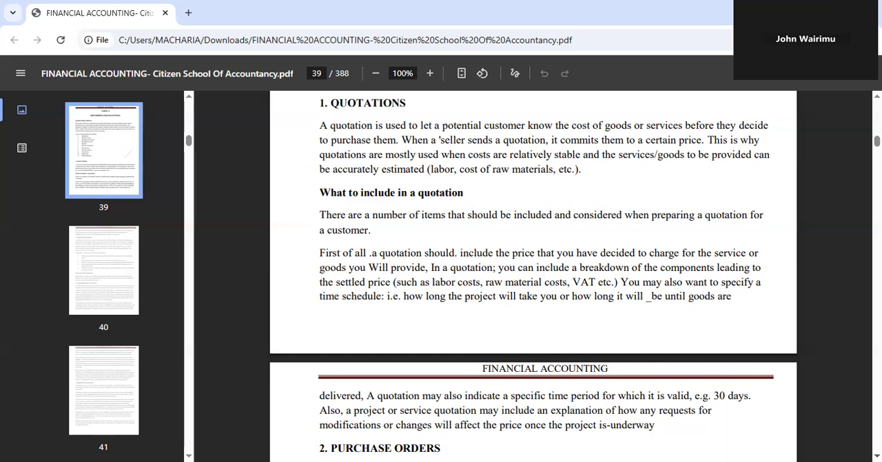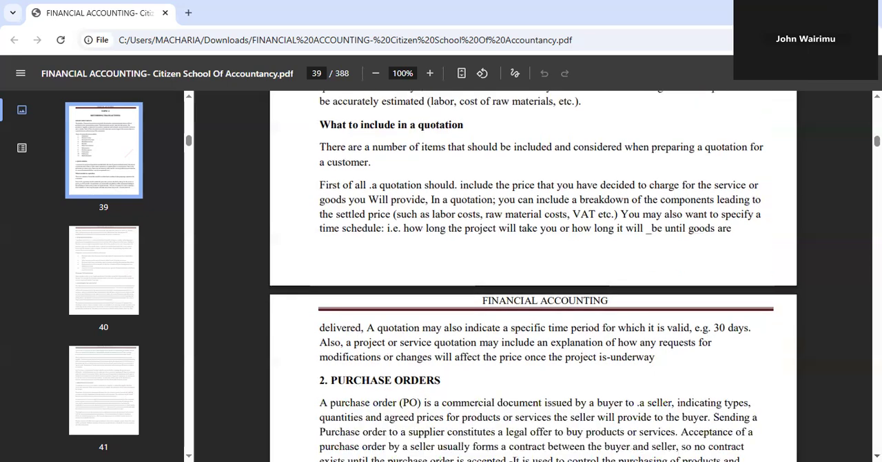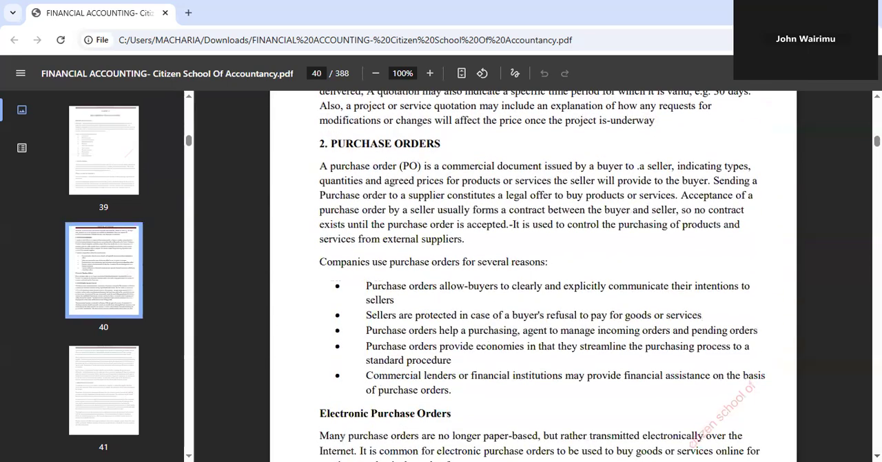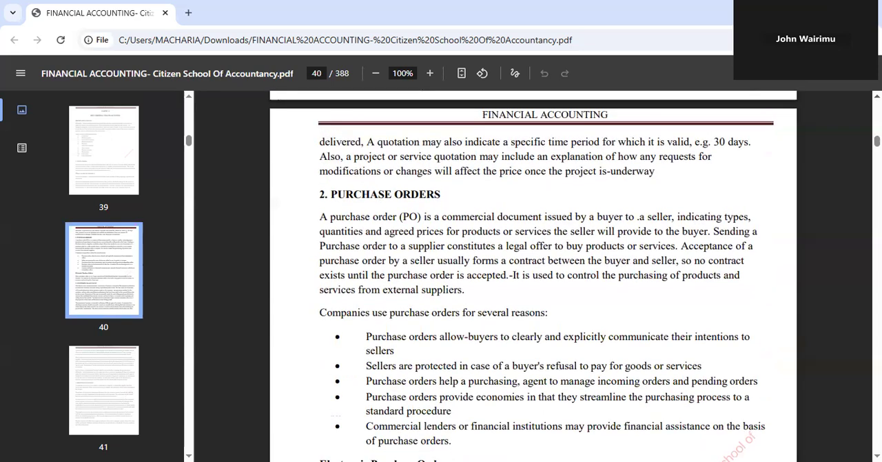Basically, you also indicate whether your goods are VAT inclusive or VAT exclusive. VAT inclusive means that the price already has the VAT component in it, and VAT exclusive means that you are selling VAT exempt. So after quotation, you'll have what we call purchases order. And in this case, we are saying that a purchase order is a commercial document used by a buyer or a seller indicating the types, quantity and agreed price for the product and services that the seller will provide to the buyer.